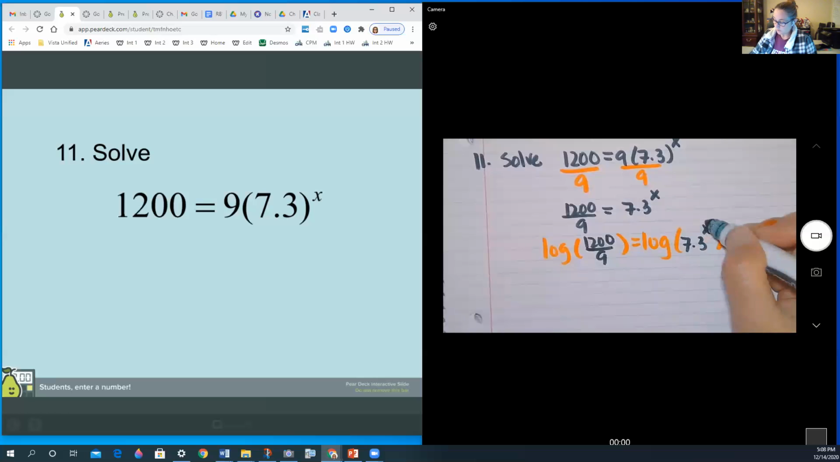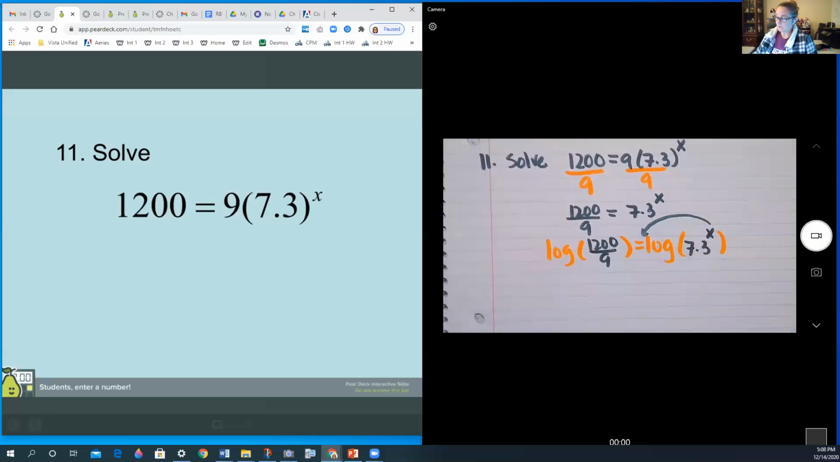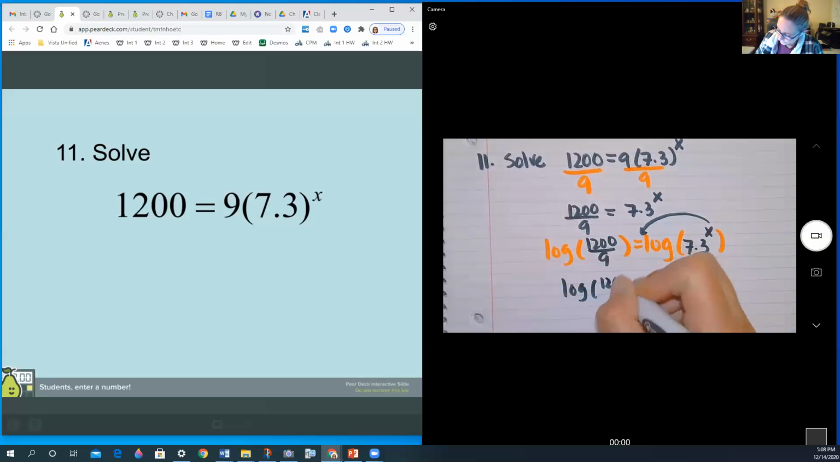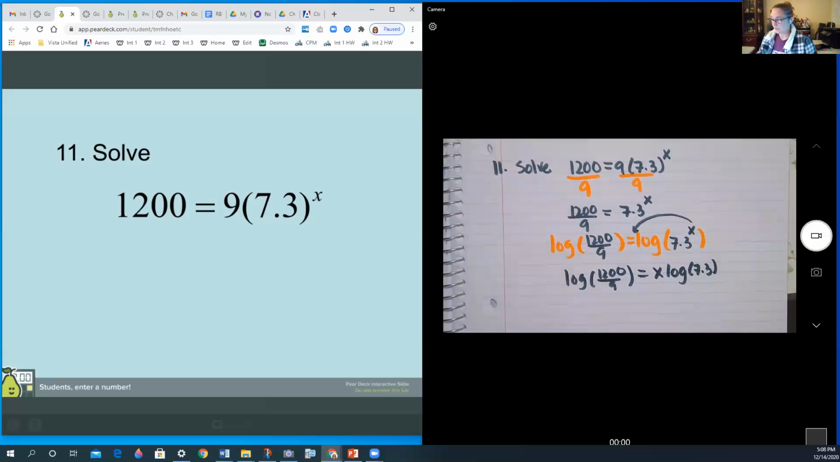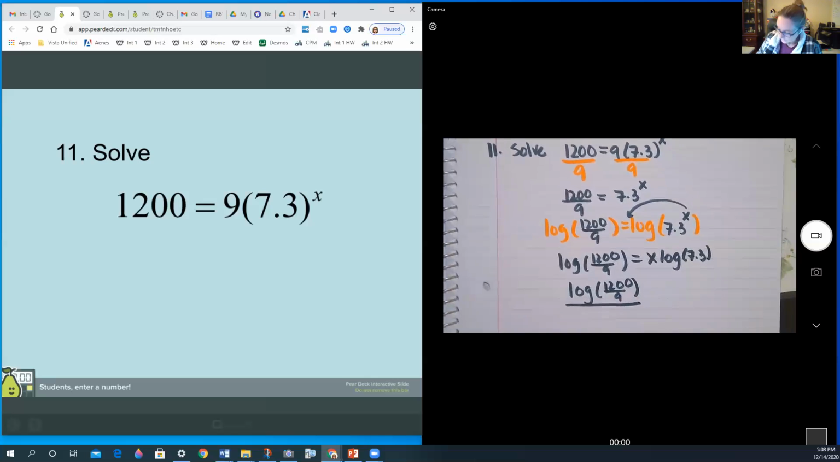Now, this exponent is going to move in front, okay? So now I'm going to have log of 1200 over 9 is equal to x log of 7.3. And then I'm going to take this log 7.3 and divide both sides. So I'm going to have log of 1200 over 9 over log of 7.3 to give me my x.